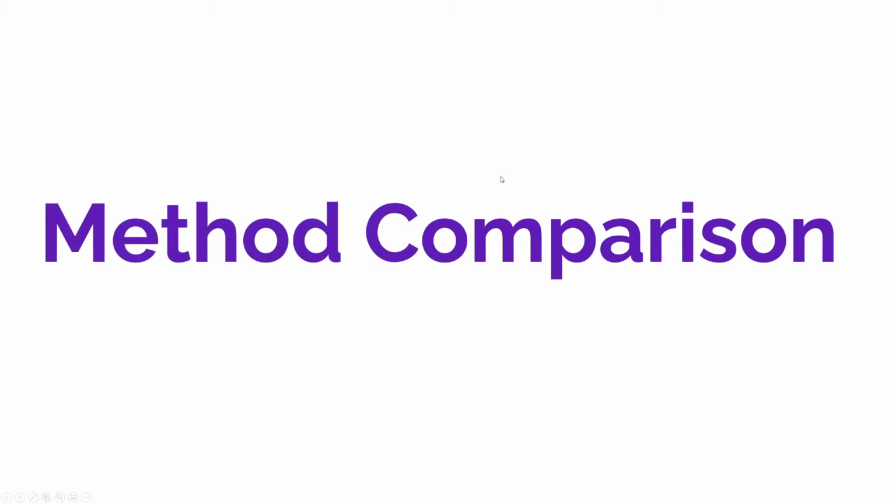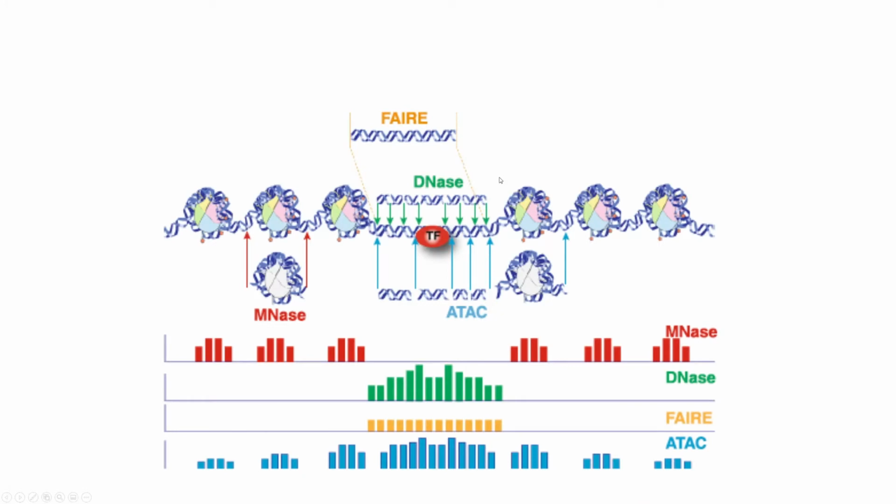Next, we'll look at the method comparison. MNase-Seq is just one method to examine chromatin accessibility. There is also DNA-Seq, FAIR-Seq, and ATAC-Seq. As you can see in this graphic, MNase-Seq examines what DNA is bound to proteins. However, DNA-Seq and FAIR-Seq examine what chromatin is actually accessible. ATAC-Seq is a way to combine these two methods and attempt to examine both the bound and unbound DNA.